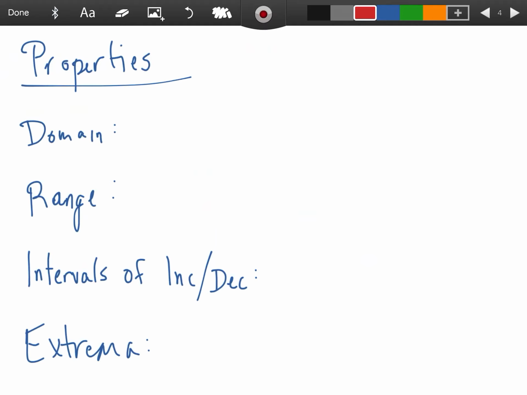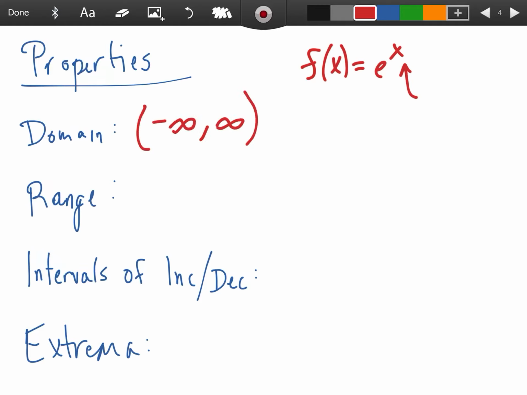All right, so thinking about the properties of this graph. Again, we have f of x equals e to the x. So domain, to start off, do I have any restrictions? Is there any value that I can't plug into an exponent? No, right? You're not going to have any restrictions there. You could do e to the 1 million. You could do e to the negative 1 million. We don't have any restrictions on the domain, so that's going to be negative infinity to infinity.